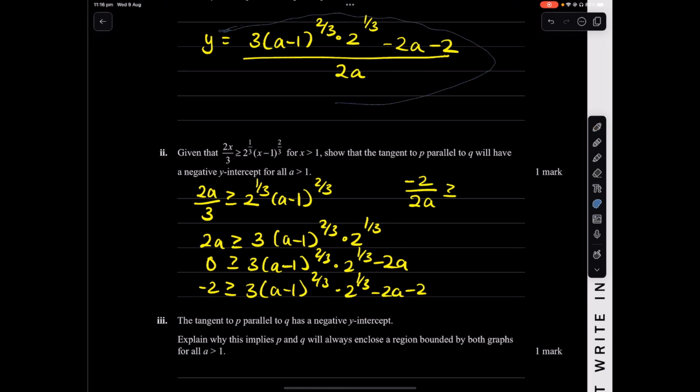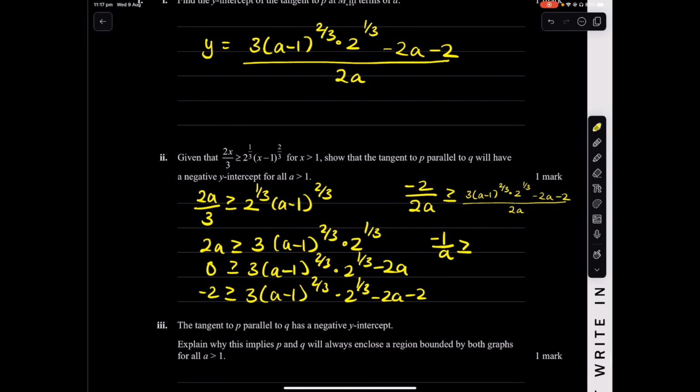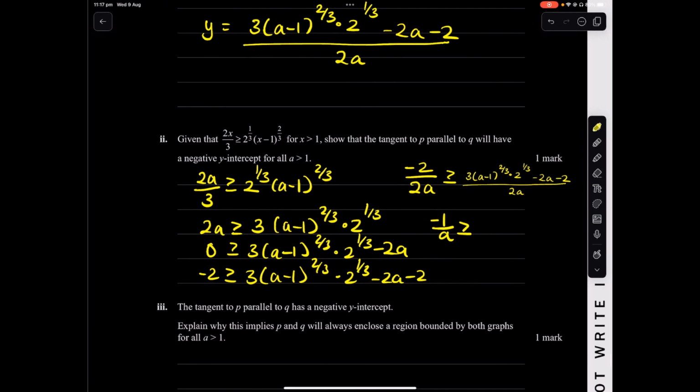So right over here, if I just copy this, copy and paste over here, make it smaller, it looks like this. So, okay, it means that negative 1 over a must be greater or equal to that. So what does that mean? Negative 1 over a, and we know a is greater or equal to 1 over here. So any values you put in a, it will make it negative. So it's proving that it's a negative y-axis. So yeah, that's how you prove it.